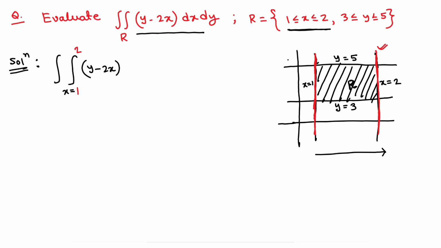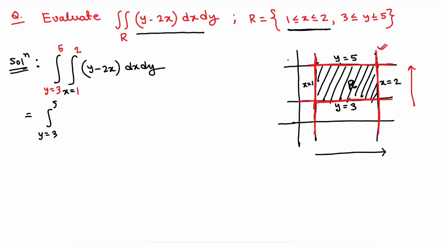Okay, now for limit of y means down to up. So down curve is this one, y equals 3, and upper curve is this one, y equals 5. So y limit will be y equals 3 to 5. Clear? Now just solve the equation. This is dx dy, so this is equals to y equals 3 to 5.